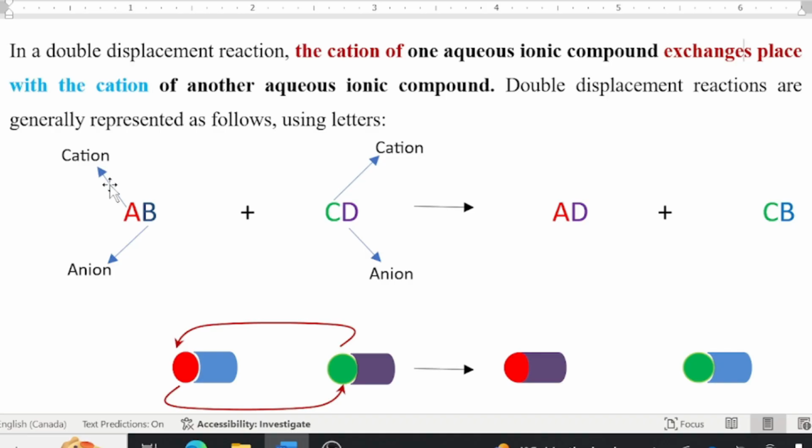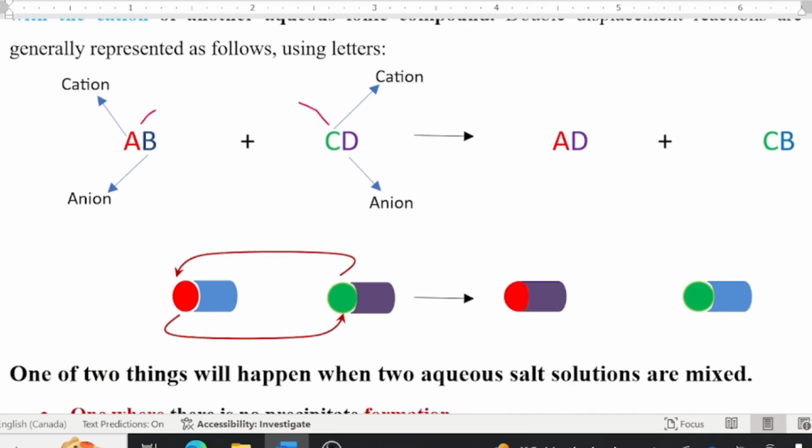A represents the cation, or the metallic ion, and B is the anion. C is the cation, and D is the anion. When these exchange place, what is happening really is that this cation here is taking the place of that one there, and this one here is taking the place of that one there. So this one is going across, and this one is coming across to that side. And what do they form? You get AD and CB. So a new compound is formed here, and a new compound is formed here.